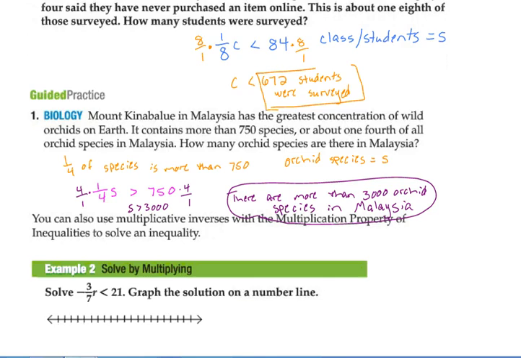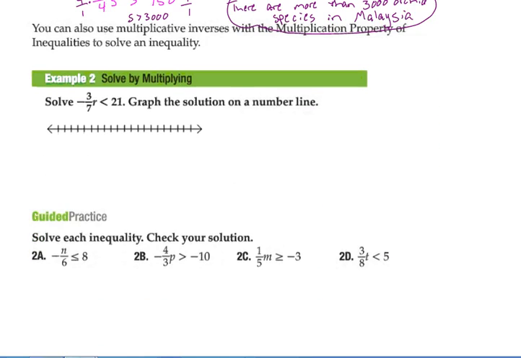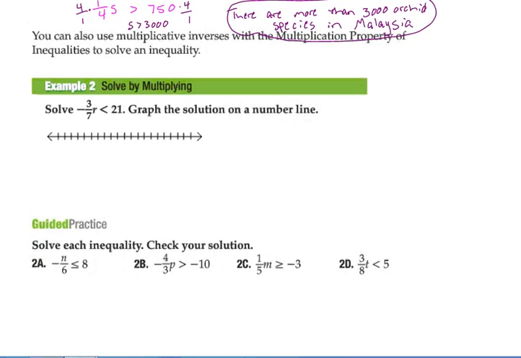Okay, so getting used to that, now we're going to throw some negatives in there and see what happens. It says we're supposed to solve negative 3/7 R is greater than 21, and we're supposed to graph the solution on a number line. So I'm going to rewrite that. Again, I'm trying to solve, so I'm trying to get that variable by itself. I have a negative 3/7 in the way, which means that I am going to multiply by a negative 7/3. I'm going to multiply by the reciprocal, knowing that that negative does have to come along.